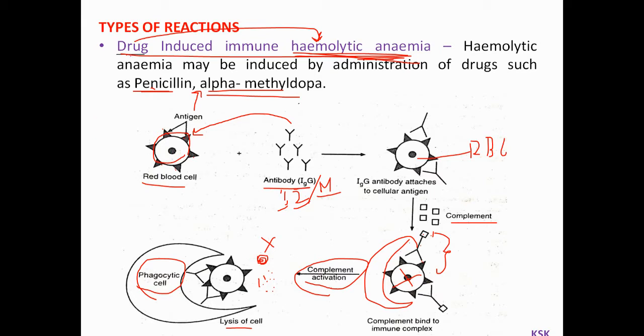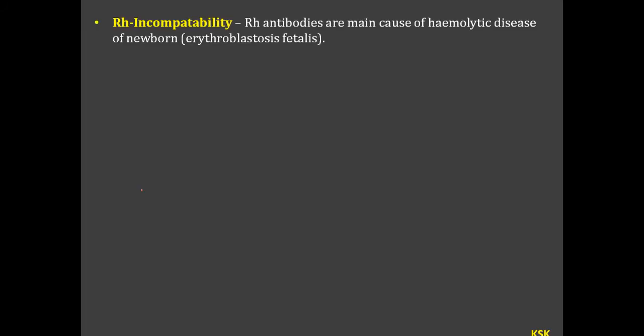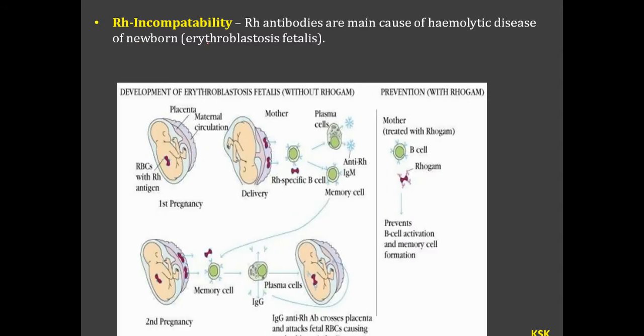Here the antigen is the drug, for example penicillin or methyl dopa. Suppose we take Rh incompatibility. Rh incompatibility is also an example under the type 2 hypersensitivity reaction. Rh antibodies are the main cause of the hemolytic disease of the newborn, which is well known as erythroblastosis fetalis. This is the well-known process of Rh incompatibility.